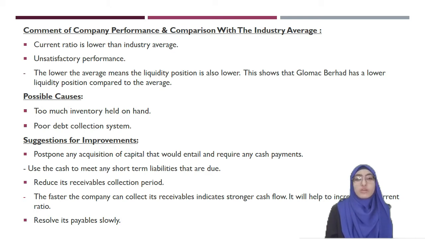A suggestion for improvement of the company's current ratio is that Glomac can postpone any acquisition of capital that would entail or require any cash payment, so we can use the cash to meet any short-term liabilities that are due. Number two, we can reduce the receivable collection period. The faster Glomac can collect its receivable indicates stronger cash flow. It will also help to increase the current ratio. The third suggested improvement is to settle its payables slowly.